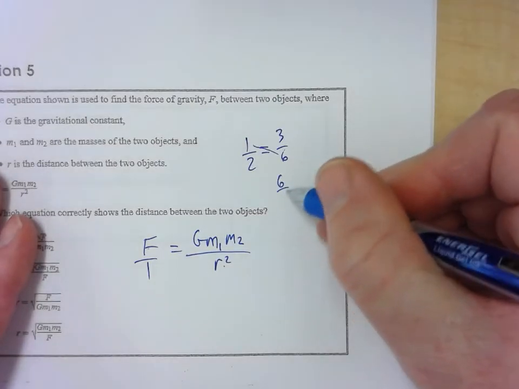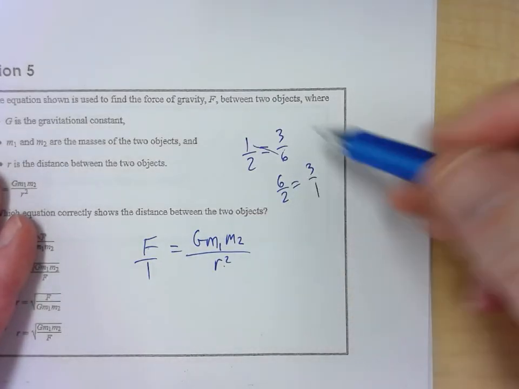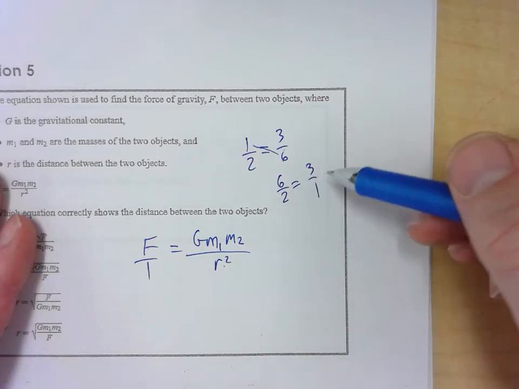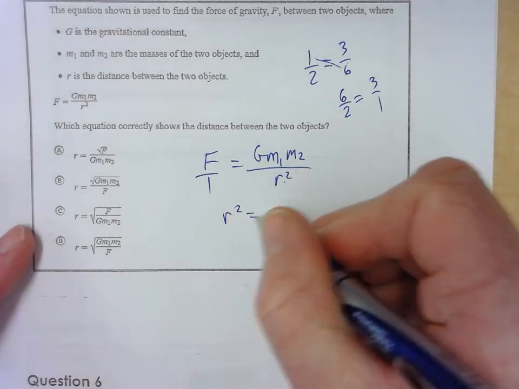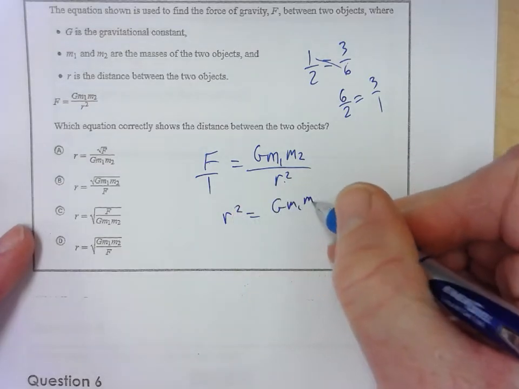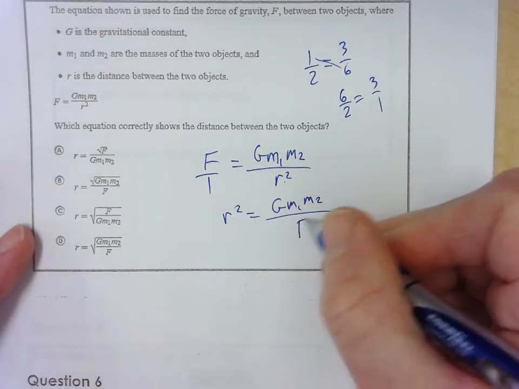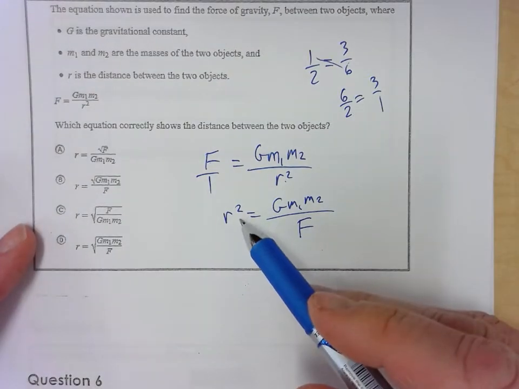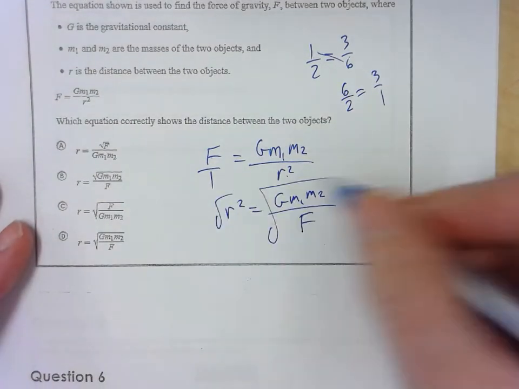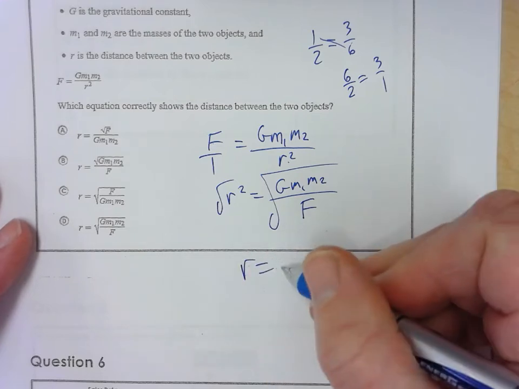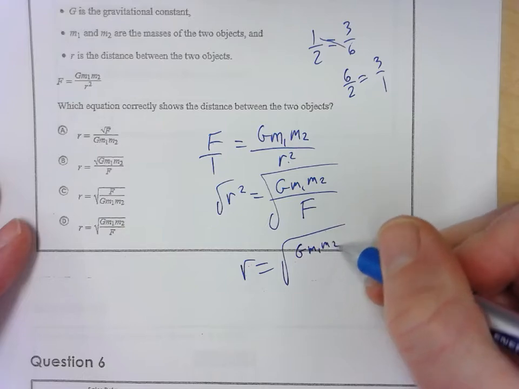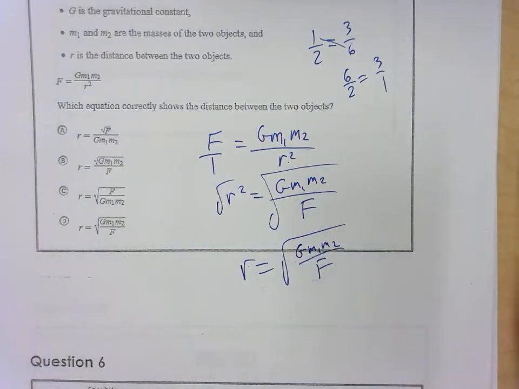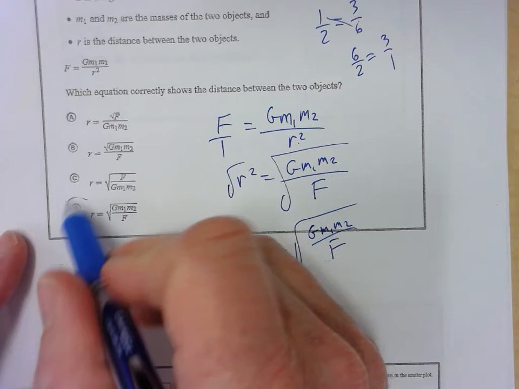If you switch these two right here, you get 6 over 2 is equal to 3 over 1, which is true. Or you could switch these two. You can switch the diagonals of a proportion anytime you want to. So I'm going to switch these two, get r squared is equal to g m1 m2 over f. Then all I have to do is do the opposite of squaring, which is taking the square root of each side of the equation, and I get r is equal to the square root of g m1 m2 over f. So that means choice D looks like the right answer.